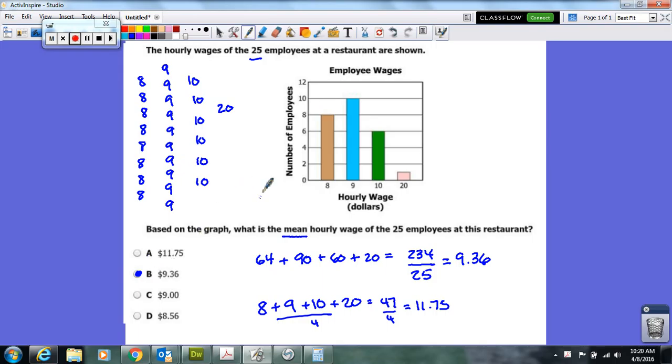You must recognize in this question that there are 25 employees, and each employee is making a certain wage. There are 8 employees making $8. They're listed right here. There are 10 employees making $9. They're listed right here. There are 6 employees making $10, and there's one employee making $20. So then you have to add all those together and divide by 25 to find the actual hourly mean of the employees working in this restaurant.